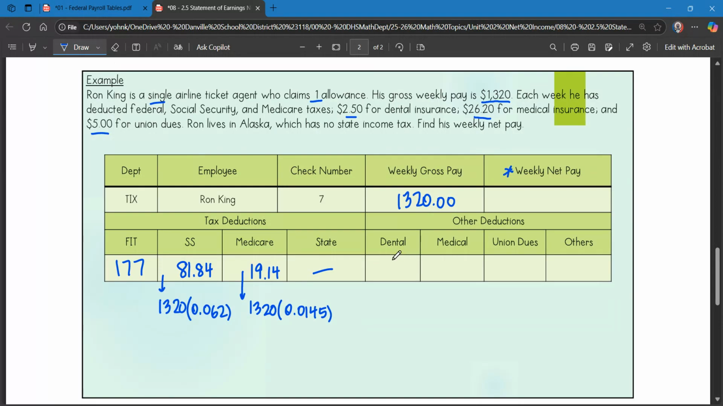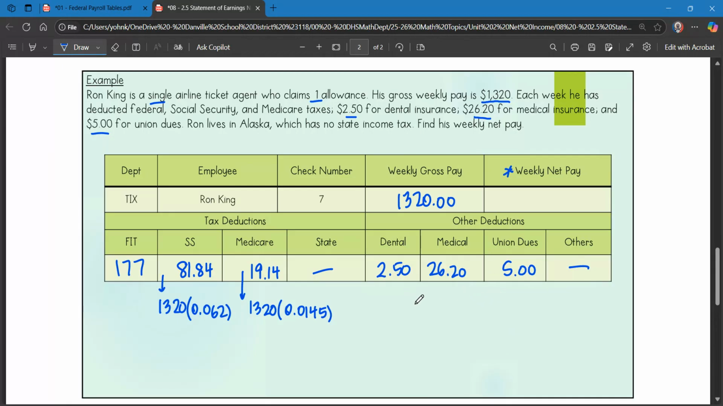Keep going. Do I have dental? It says $2.50 for dental. Do I have any medical taken out? $26.20 for medical. Any union dues? Looks like $5 for union dues. Okay, did we cover everything in the problem? Yes, we did. So there are no other deductions.